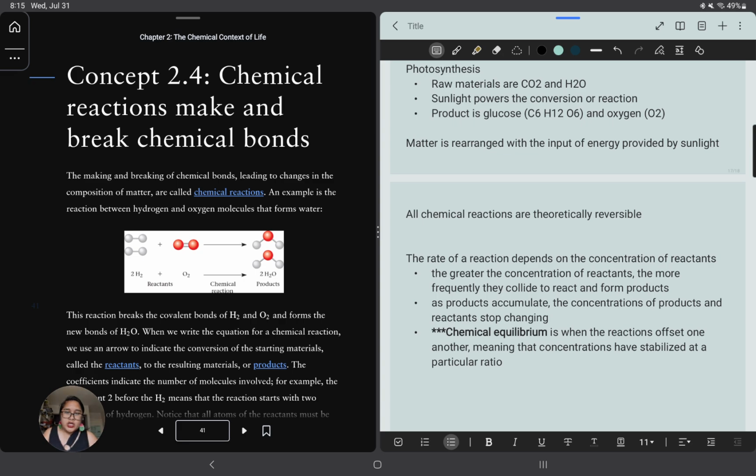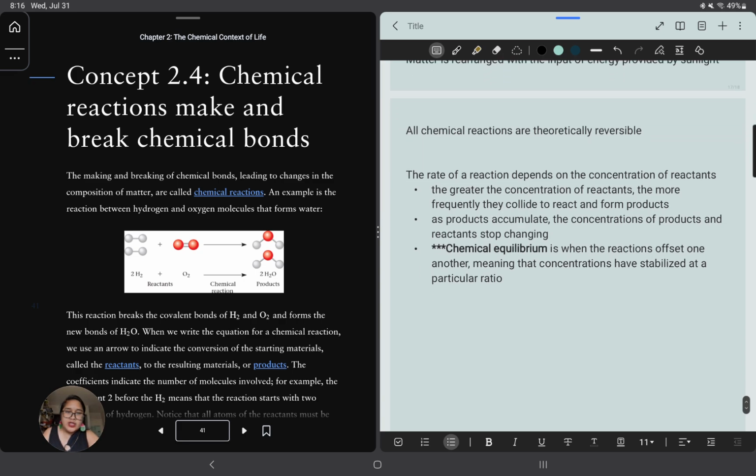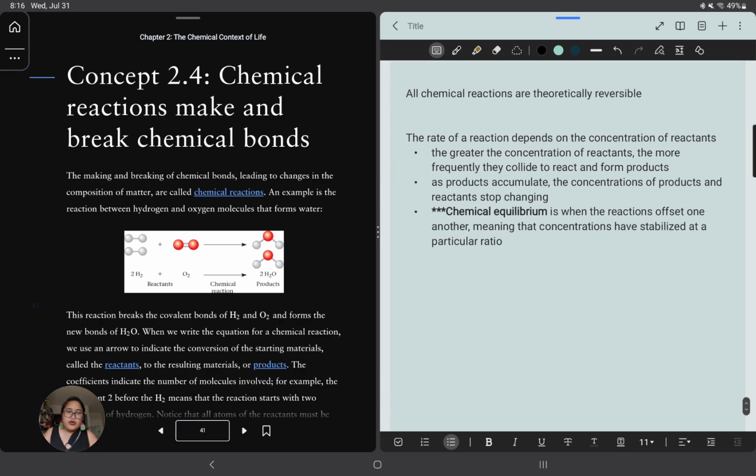All chemical reactions are theoretically reversible. The rate of a reaction depends on the concentration of reactants. The greater the concentration of reactants, the more frequently they collide to react and form products. As products accumulate, the concentrations of products and reactants stop changing. Chemical equilibrium is when the reactions offset one another, meaning that the concentrations have stabilized at a particular ratio.